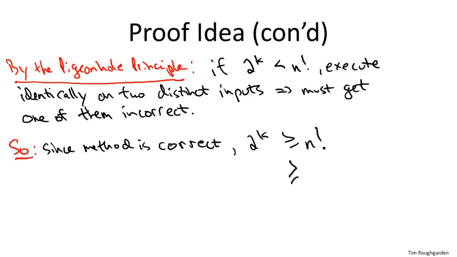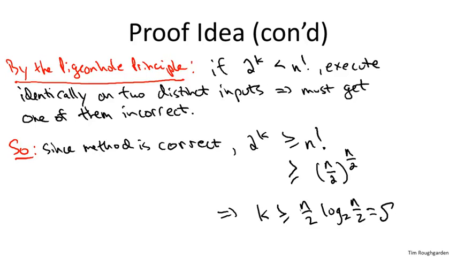Pretty sloppy, but it gives us a lower bound of n divided by 2 raised to the n divided by 2. Now we'll just take log base 2 of both sides, and we get that k is at least n over 2 log base 2 of n over 2, also known as omega of n log n. And that, my friends, is why a correct deterministic sorting algorithm that's comparison-based has got to use n log n comparisons in the worst case.